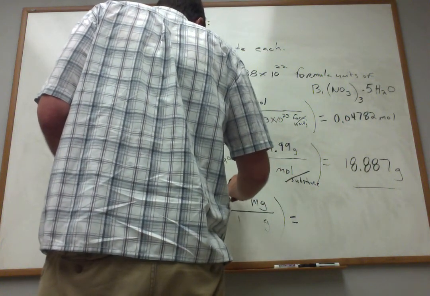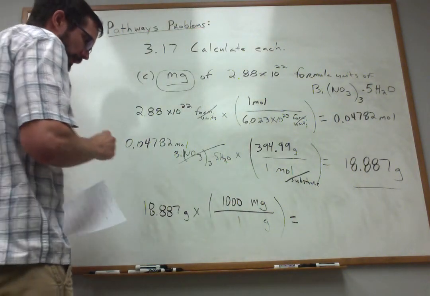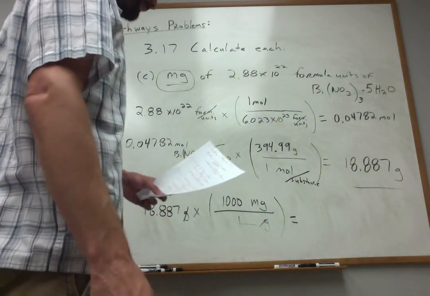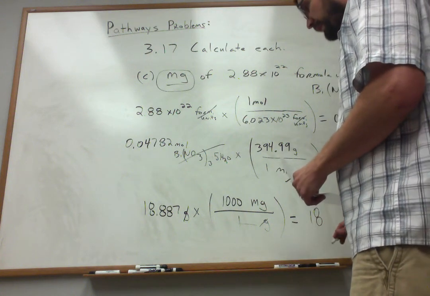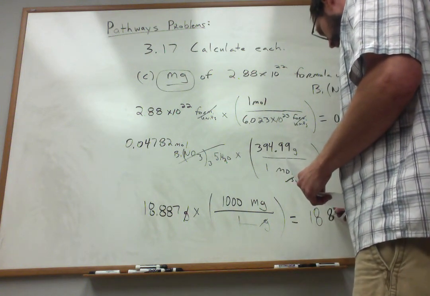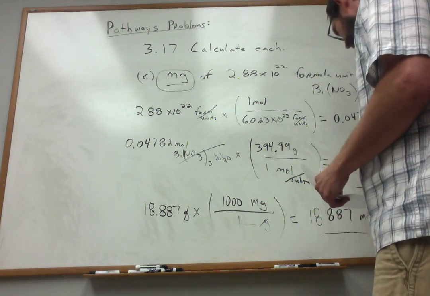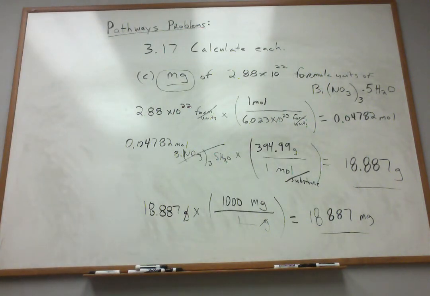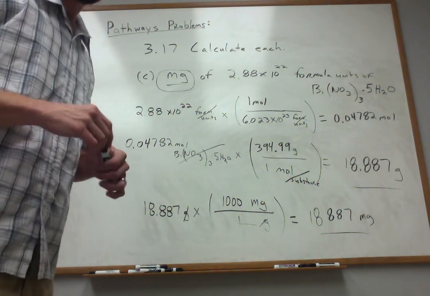For every 1 gram, there's of course 1,000 milligrams. The gram units cancel, and I'm propagating my milligrams units through. And in doing that, I need to move the decimal place 3 spots to the right. So 18.887 grams corresponds to 18,887 milligrams. This is problem 317.